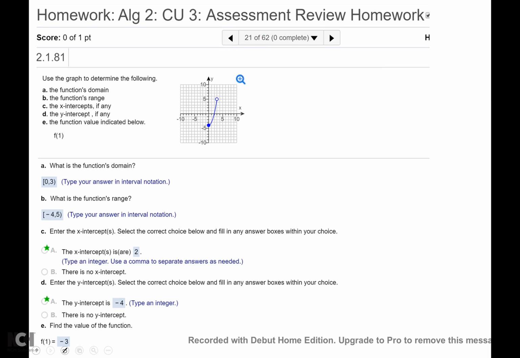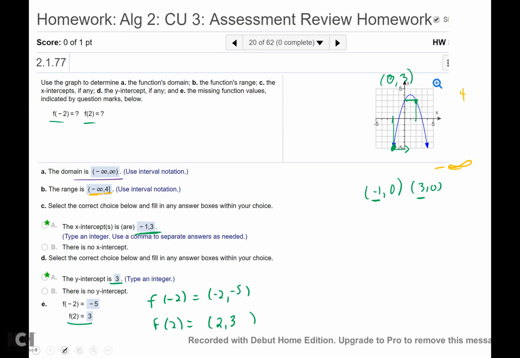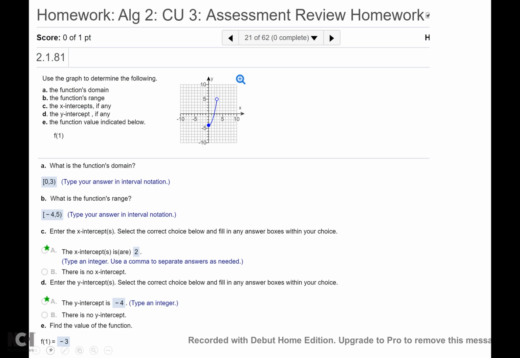Alright, did I skip one? Yes, I did. Okay, we did that one. Alright, use the graph to determine the following. The function's domain. The domain, I can block it now. You see how it's not going to go any farther this way. So the domain starts at 0, and it includes it, because this is filled in.